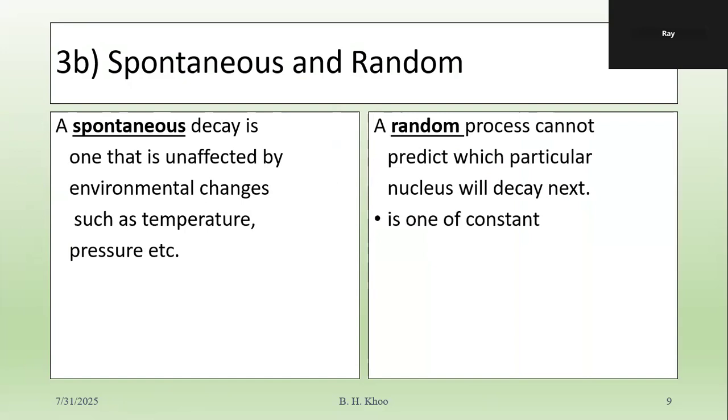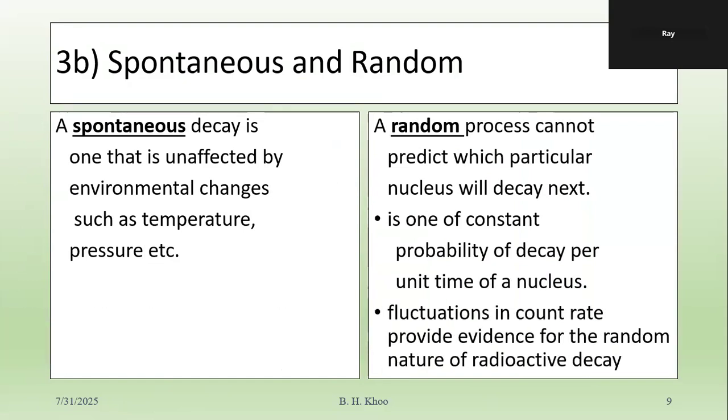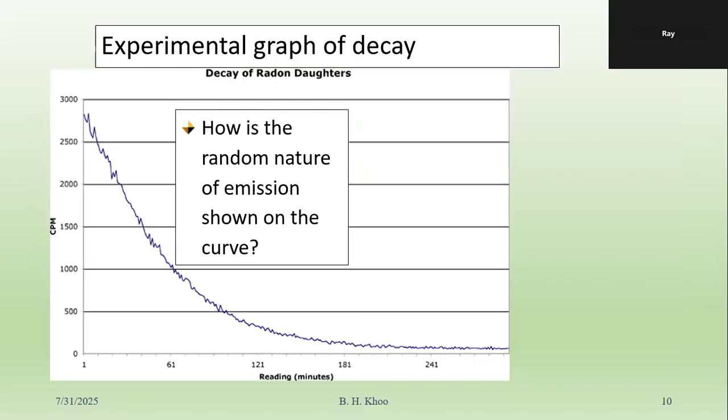How do we know? It's one of constant probability of decay per unit time of a nucleus. How do we know? From observation. Fluctuation in count rate provides evidence for the random nature of radioactive decay. Sometimes you detect more, sometimes you detect less, because it is given out in different directions. That's the decay curve.